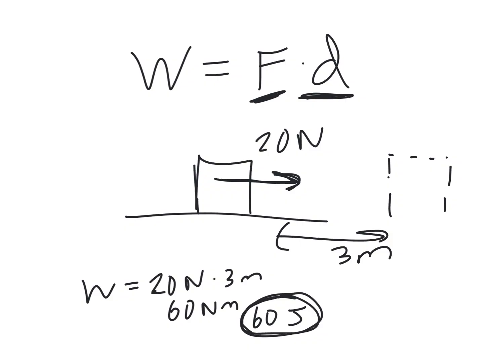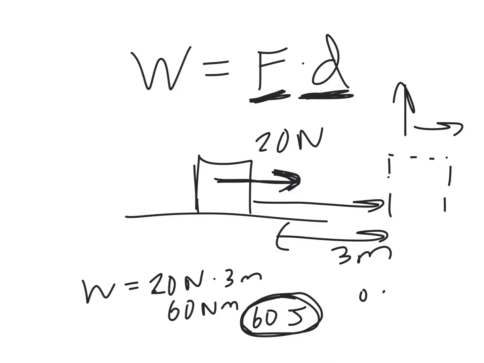Now, one thing about work is the force has to be in the same direction as the distance. So in other words, I push this to the right and the box moved to the right, therefore I am doing work. If I were pushing up and the box moves to the right, that would not be doing work. It has to be in the same direction, or I guess it could be in the opposite direction.